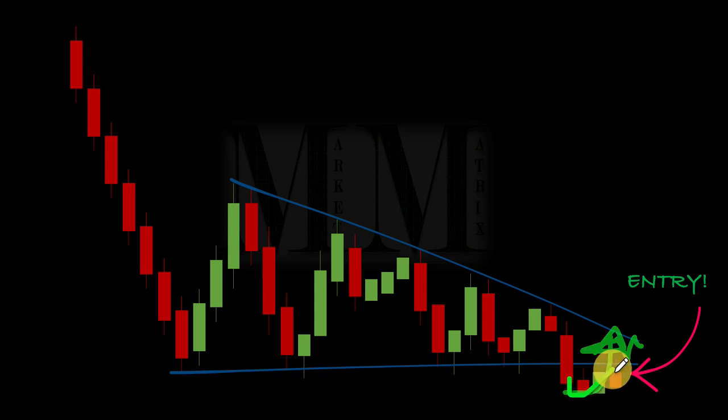It retested it over here and it's rejecting over here. So I would see that as a sign where I would like to enter a short trade, because this seems like it is going to continue to sell off.